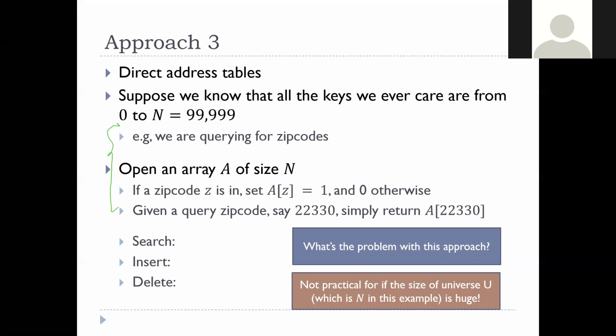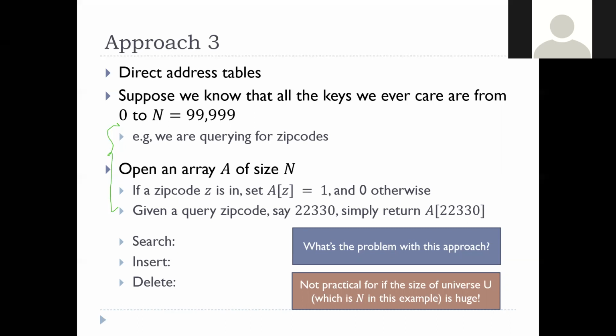Number one, you may not be able to afford to open such a huge space. Number two, it may be very inefficient, because the numbers that you ever care about, or maybe the English words that you ever care about, are only a very small subset. What's the point of having such a huge array to prepare one entry for every possible word? So it's not very practical when our universe is large.